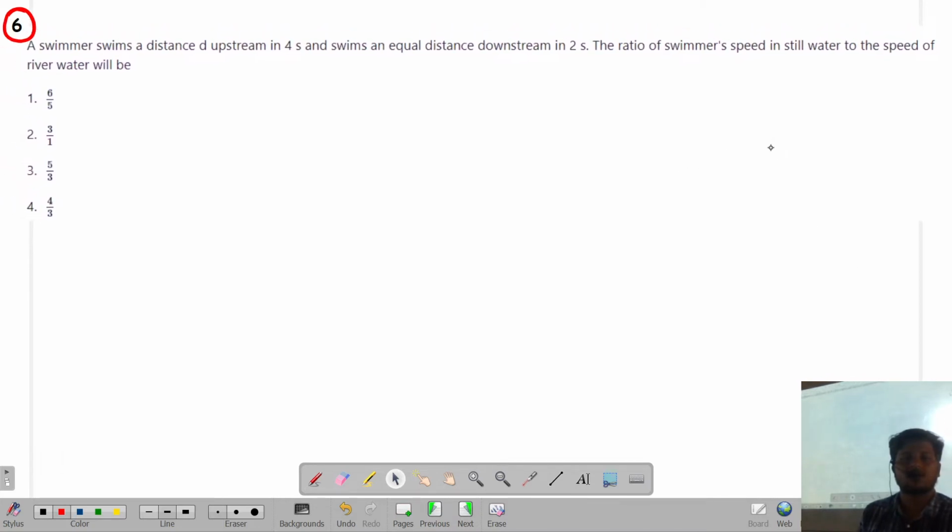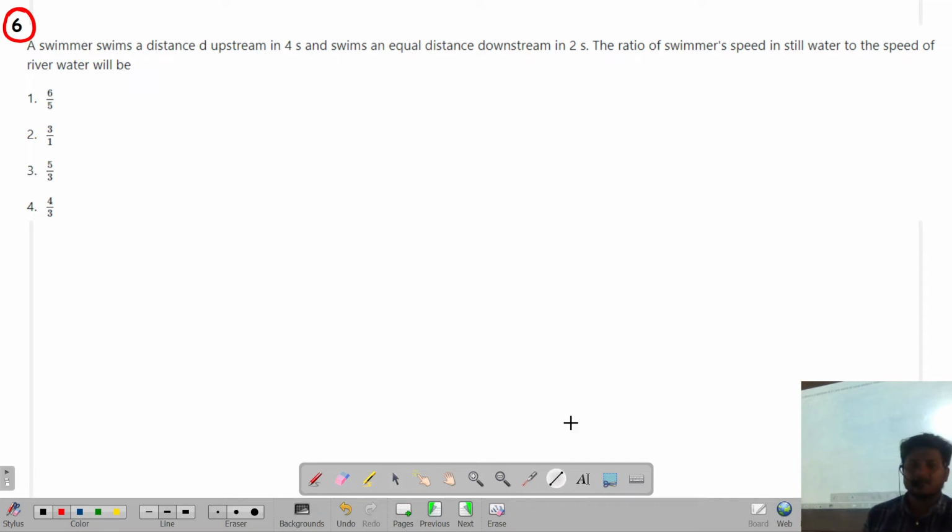Okay, I'm just repeating the question. Please try to solve it. A swimmer swims a distance d upstream in 4 seconds and an equal distance downstream in 2 seconds. The ratio of the swimmer's speed in still water to the speed of river water will be. Now, what is given?